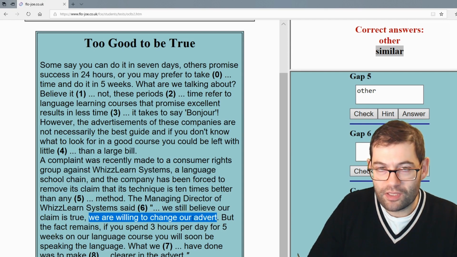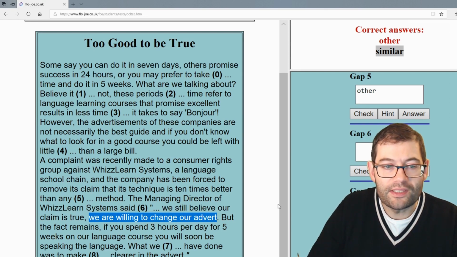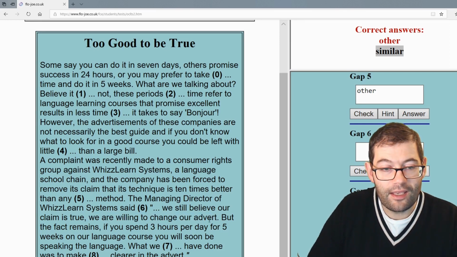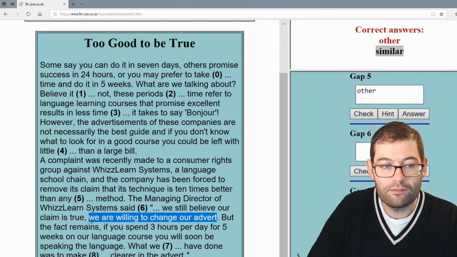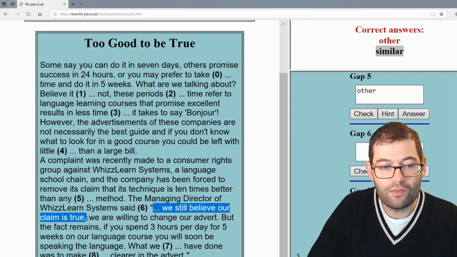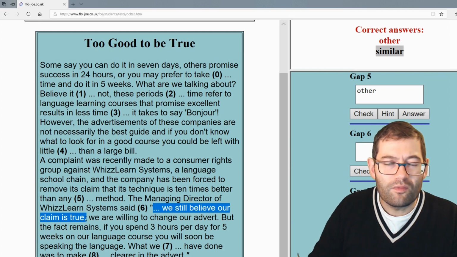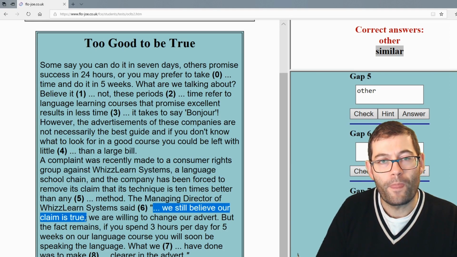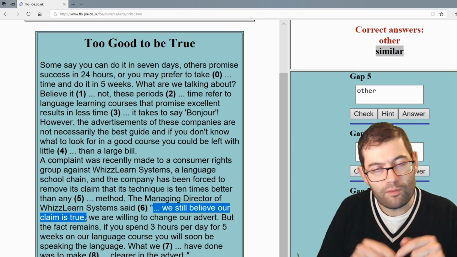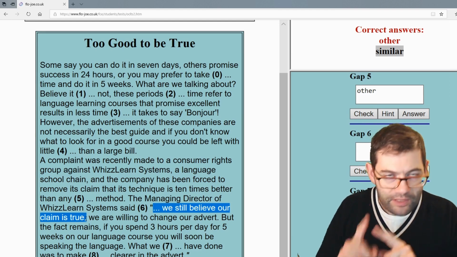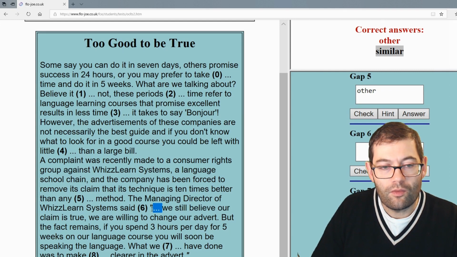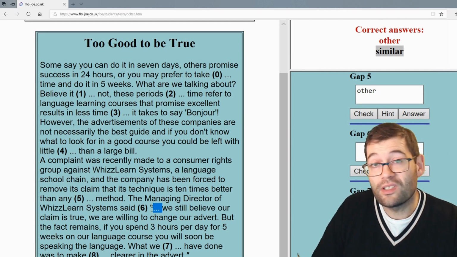Now, subordinate clauses and main clauses fulfil functions, and the function that we're trying to fulfil here is one of contrast. Here it's saying we will change our advert, but in the subordinate clause what it's saying is we still stand by our claim. We still think what we said is true. So we've got a contrast there. We still think what we said is true, but we'll change it.